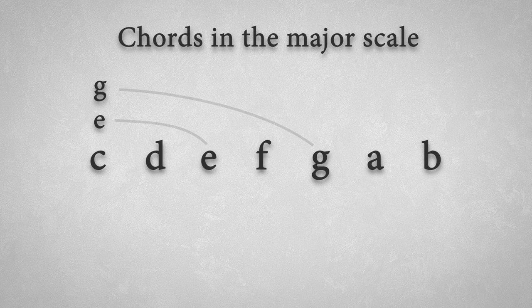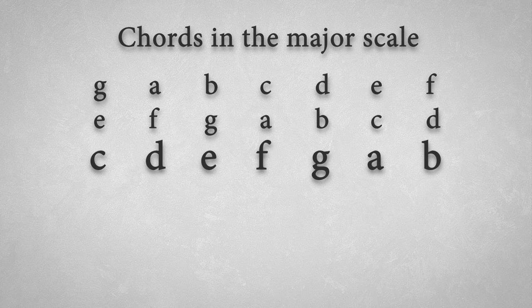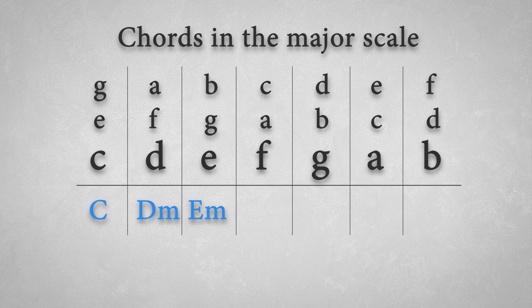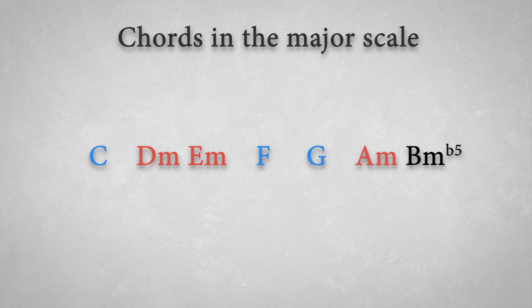When we stack two third intervals on top of each note within the C major scale, we create seven chords. C, E, G; D, F, A; E, G, B; F, A, C; G, B, D; A, C, E; and B, D, F. Now the chords that are created by these stackings of thirds are C major, D minor, E minor, F major, G major, A minor, and B diminished. Now the order of major and minor chords in every major scale is always the same. And on the seventh note, there's always a diminished chord. In music, we number the chords with Roman numerals and we call them scale degrees. So for instance, the sixth degree in C major is an A minor chord.